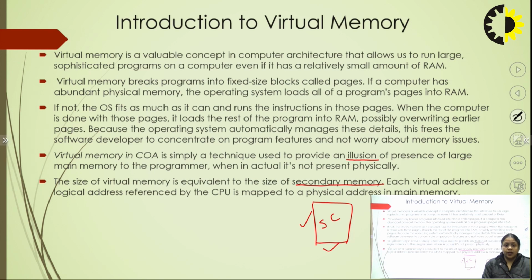We convert this program into small pages and upload these pages into the main memory. Only the pages which are required at that time are uploaded into the main memory, and after that these pages are replaced by other pages. So this is the concept of virtual memory. Now the question is, what is a virtual address? The address of the secondary storage memory is the virtual address. This virtual address is converted into a physical address, which is the address of main memory. So there are two types of address, and the mapping between these two addresses is known as the virtual memory concept.